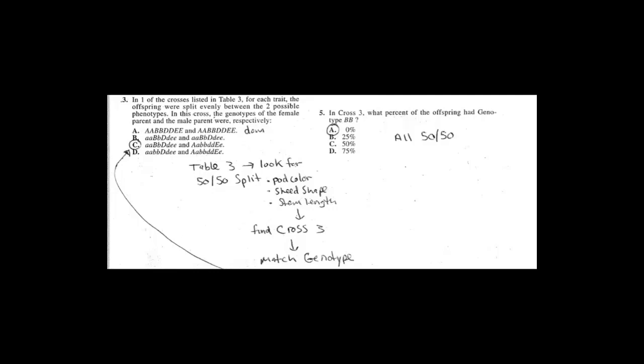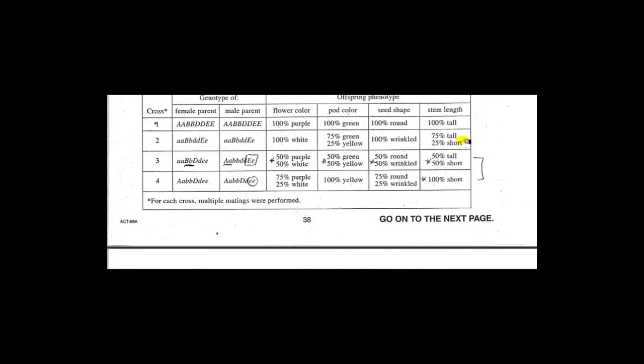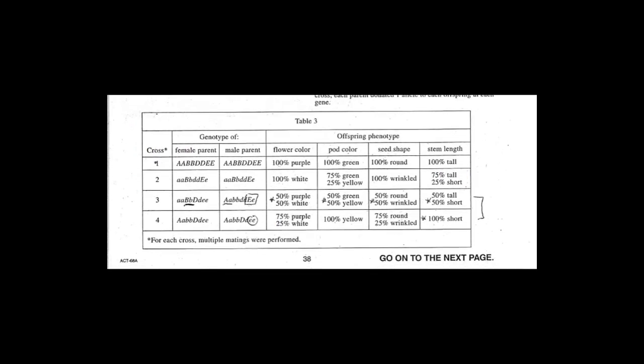Test 68A, Science Practice Problem number 5. Number 5 says, in cross 3, what is the percent of the offspring that had a genotype of capital B, capital B? First thing you want to do here is go up to table 3 and find cross 3. Here is table 3. On the right side, here is the cross. And we scroll down to cross 3. We're looking for capital B, B.